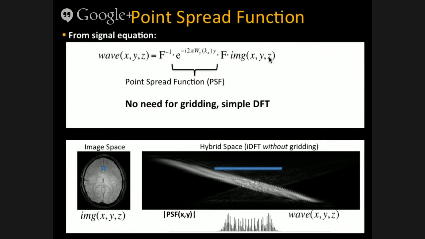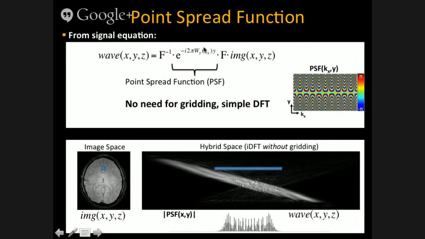Here, all that we're doing is taking the Fourier transform of the image, multiplying it with some phase, and taking the inverse Fourier transform. So this is relatively simple, and now we don't have any need for gridding or complicated reconstruction. This is simple Fourier transform and multiplication. And this point spread function is actually what I have shown you before. It depends on the Y and Kx positions and just dumps some phase on the image.